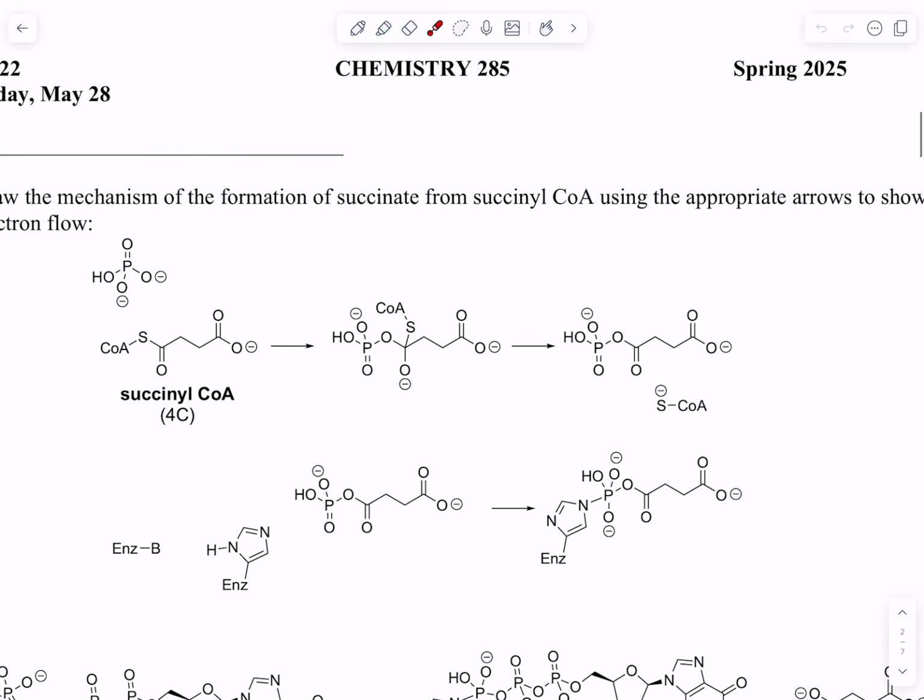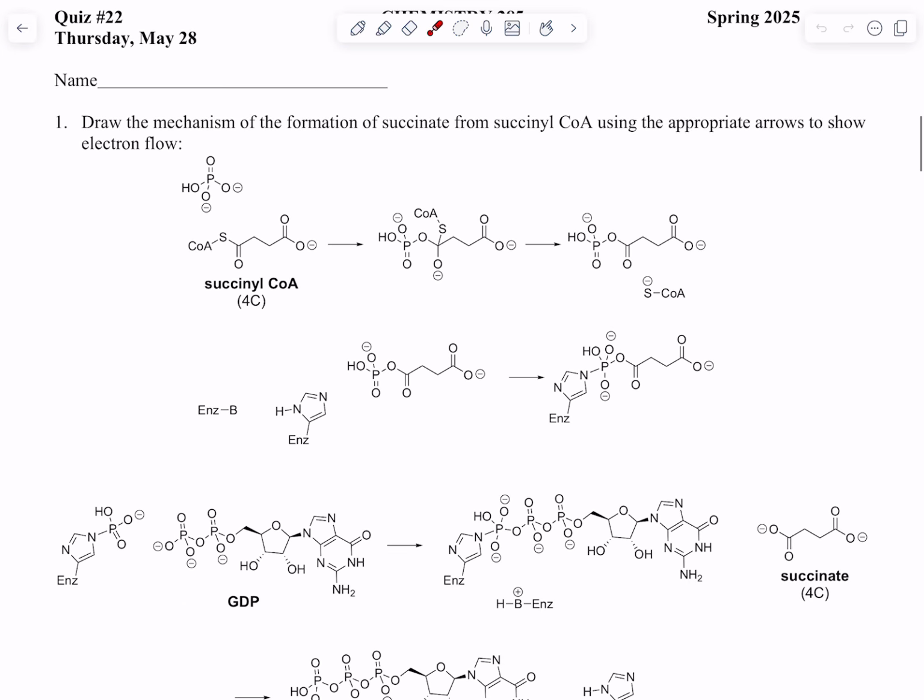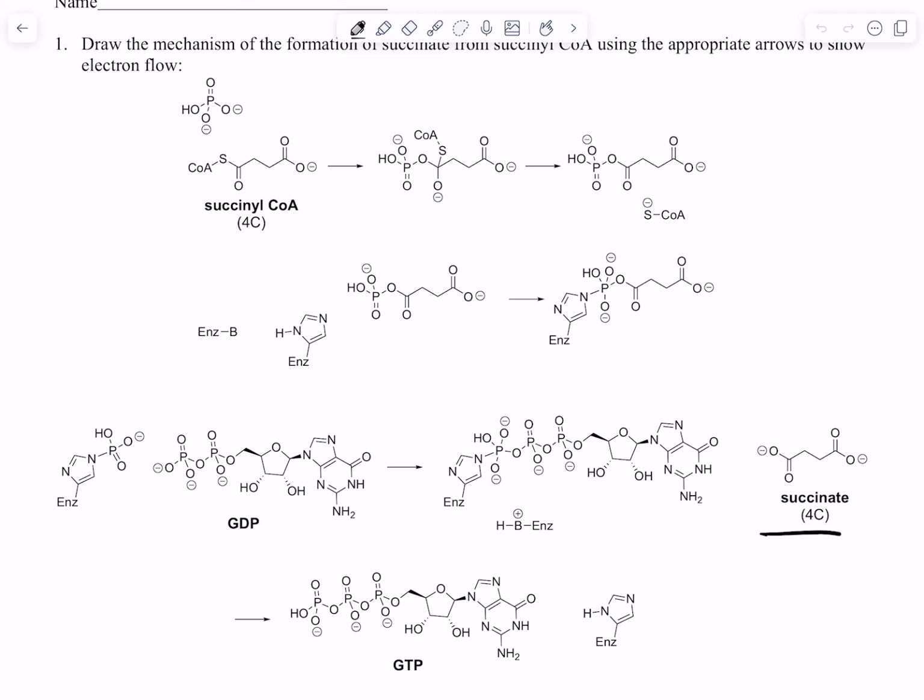So the mechanism starting with succinyl-CoA and ending with succinate, notice that looks like a simple thioester hydrolysis. But it turns out along the way, because going from thioester to carboxylate is so downhill in energy, we're going to use that energy downhill to create another high energy molecule, GTP. In other words, we're going to pay for making a phosphoanhydride in GTP by hydrolyzing a phosphoester in succinyl-CoA.